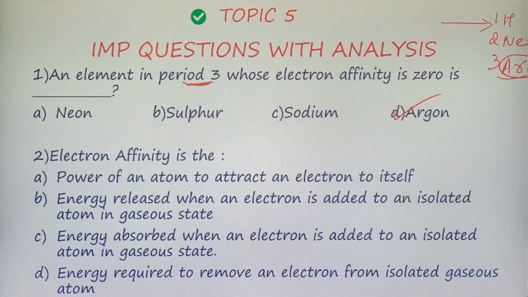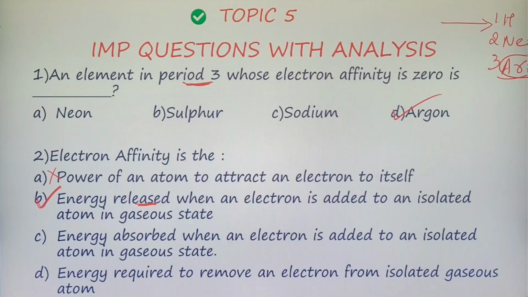Second one. They are asking you the definition of electron affinity here. So we know, is it the power of an atom to attract an electron? No. Electron affinity is the tendency of an atom to accept an electron. It is the energy released. Yes, it is the energy released when an electron is added to an isolated atom in the gaseous state.